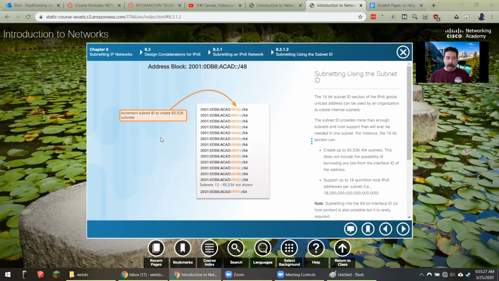So you can see right here, here are some example IPv6 addresses starting with that usual 2001, 0db8, ACAD, and then notice what's happening in this fourth hextet. We're breaking it down just one number at a time. So we go 0000, and then the next one is 0001, 2, 3, and so on until we get to 9. But remember, we're in hexadecimal, so now it goes to A, B, C, etc.